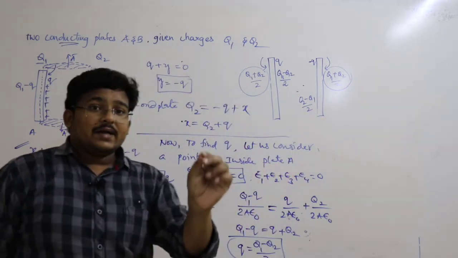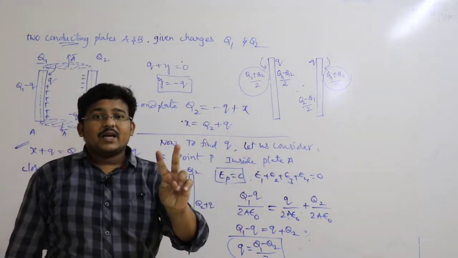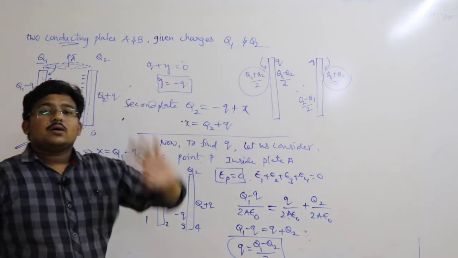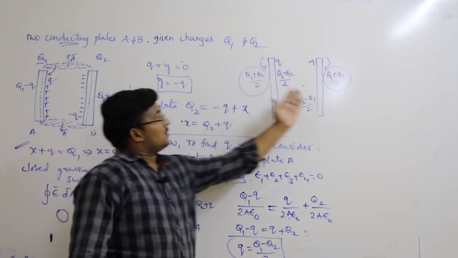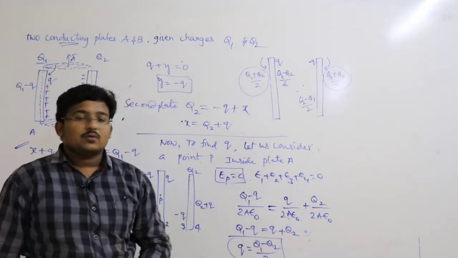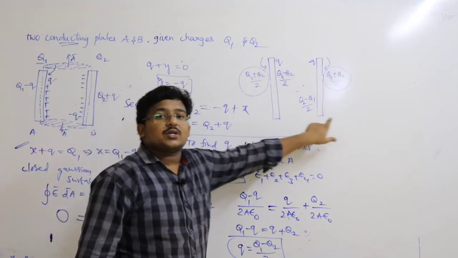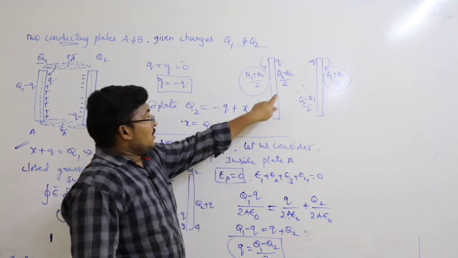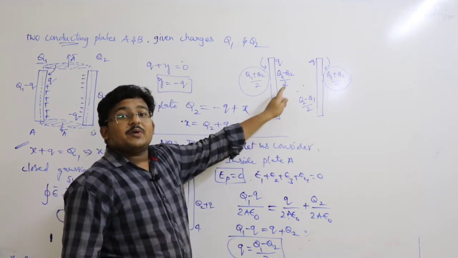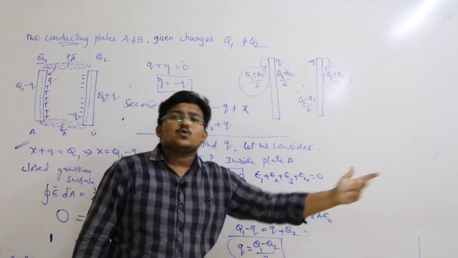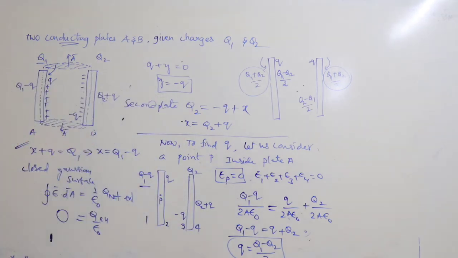Now, a technique for conducting plates: the outside charges will be the average of the charges of the two plates. Outside, this outside charge is (q1 plus q2) by 2, and here also (q1 plus q2) by 2, because this charge is q1 and this charge is q2. Now what about inside? For the first inside surface, the charge will be the difference, (q1 minus q2) by 2, and the other will be the negative of that, (q2 minus q1) by 2. So this is how to identify or distribute the charges on the surfaces.